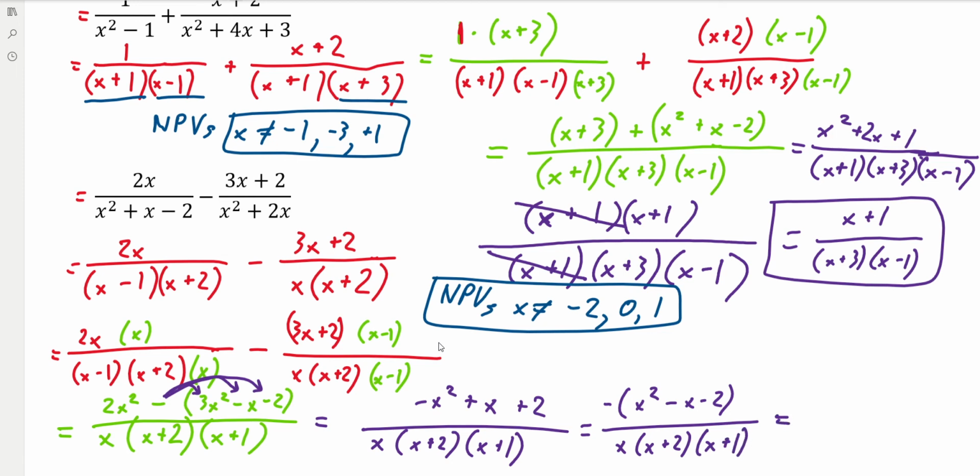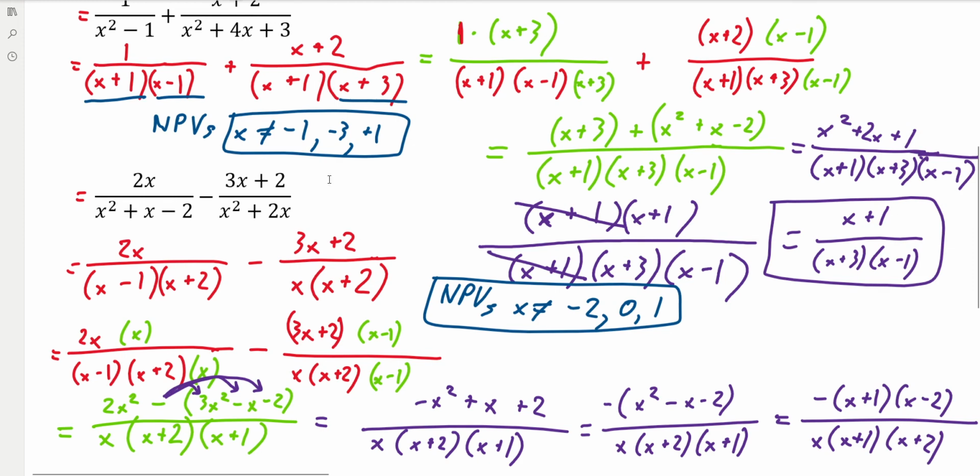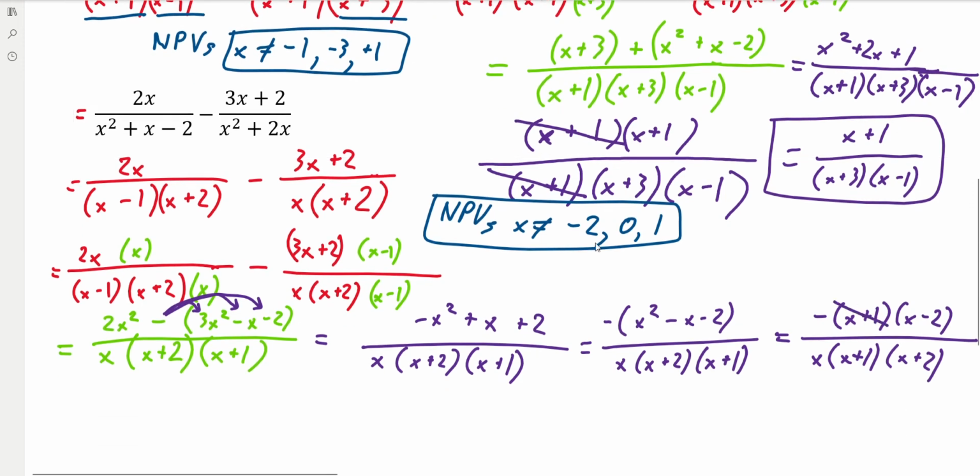Now we're going to factor the top. So we have x plus 1, and we have x minus 2. And at the bottom, we have x plus 1 and x plus 2. I thought it was going to be minus 2 for a second there. Okay, so we're doing great, but now we can also cancel out these leftover parts. So now we're left with a final answer of negative x minus 2 over x plus 2.